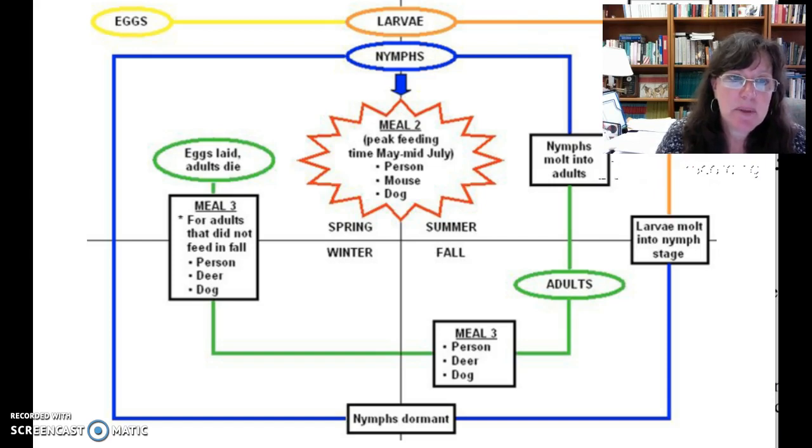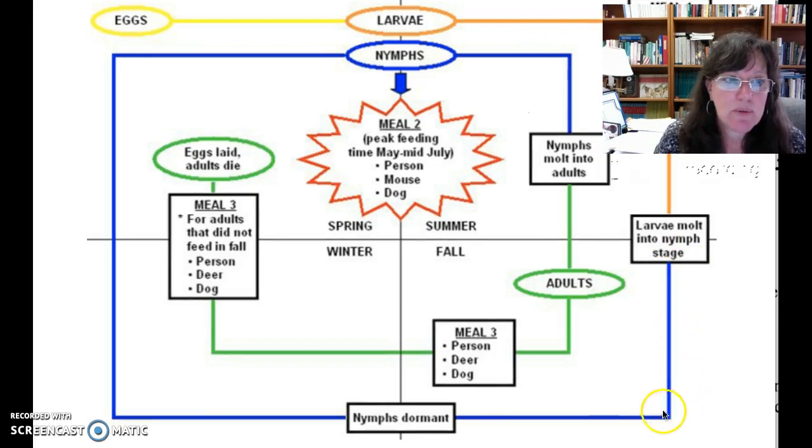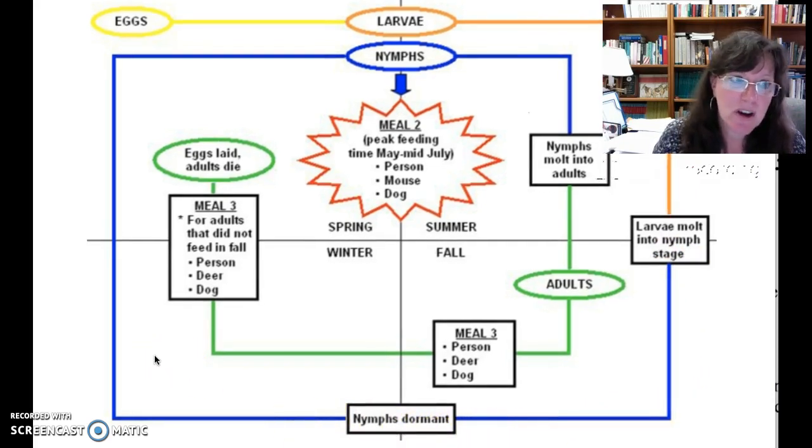And that blood meal gives it the energy it needs to molt to the next stage. So after its blood meal, it's going to drop off, it's going to be someplace on the ground, and it's going to molt and become a nymph. So it's a little bit bigger, and it's going to go through the fall and the winter, not much going on. It's going to go dormant. It won't be feeding.